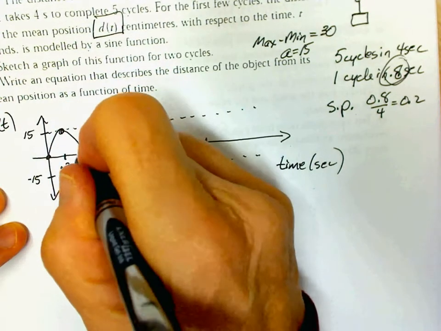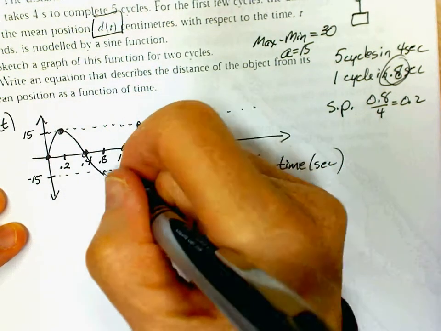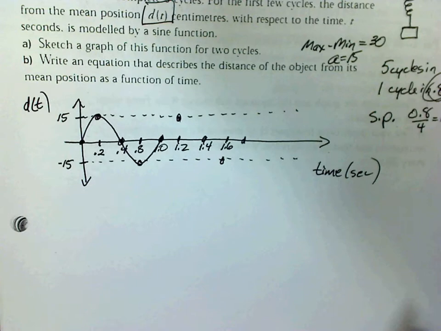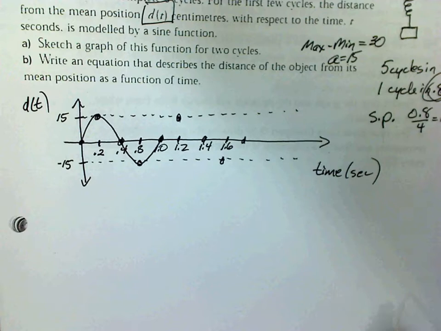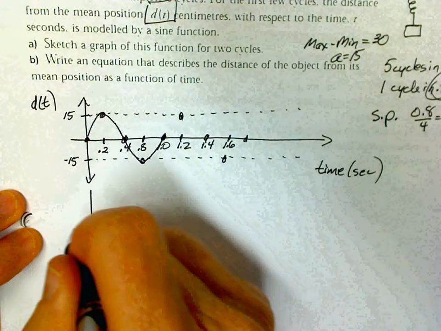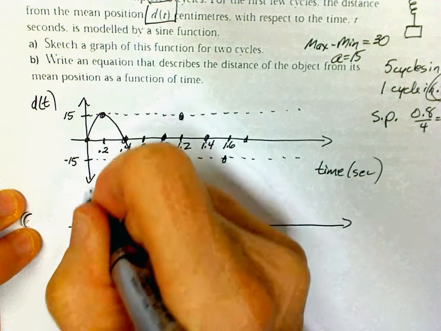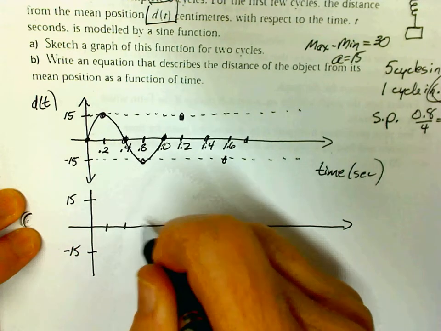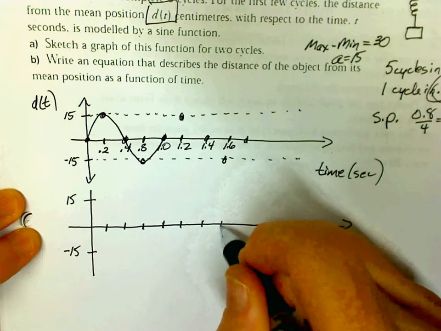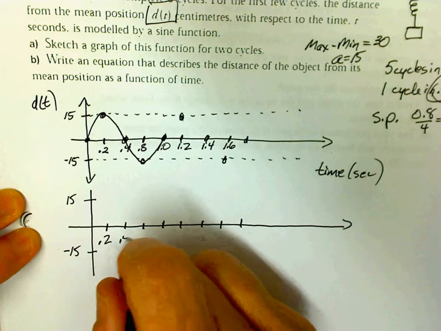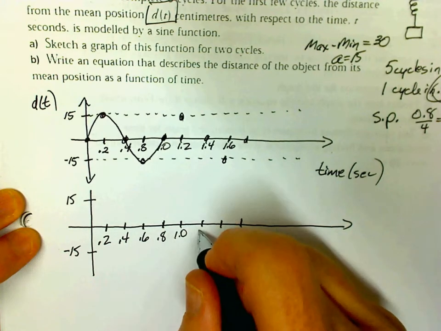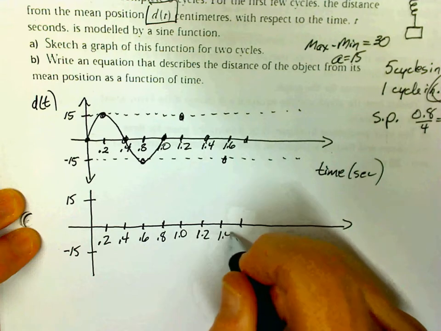Oh no, I think I did that right. Sorry? Oh, something went wrong, eh? I missed 0.6. Better start fresh. 1, 2, 3, 4, 5, 6, 7, 8. 0.2, 0.4, 0.6. I missed that. 0.8, 1.0. Okay, so we'll draw some.